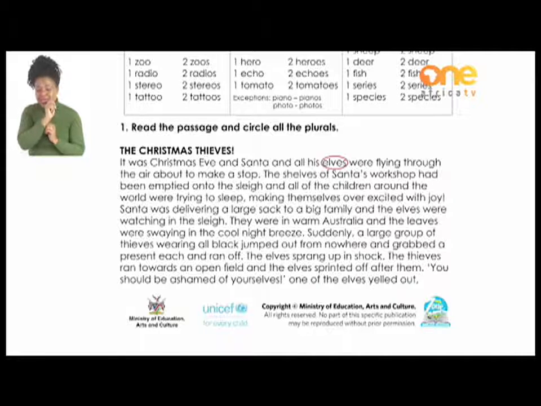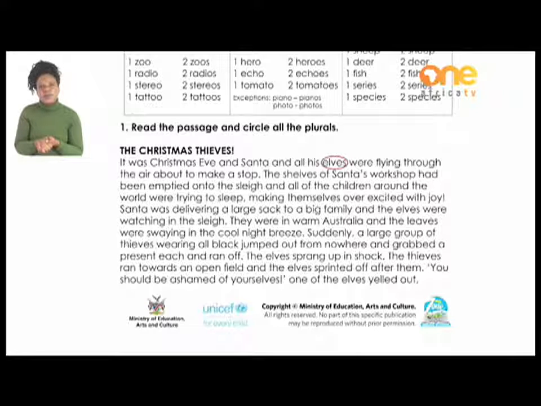The Christmas thieves. It was Christmas Eve, and Santa and all his elves were flying through the air, about to make a stop. The shelves of Santa's workshop had been emptied onto the sleigh, and all the children around the world were trying to sleep, making themselves overexcited with joy. Santa was delivering a large sack to a big family, and the elves were watching in a sleigh. They were in warm Australia, and the leaves were swaying in a cool night breeze.